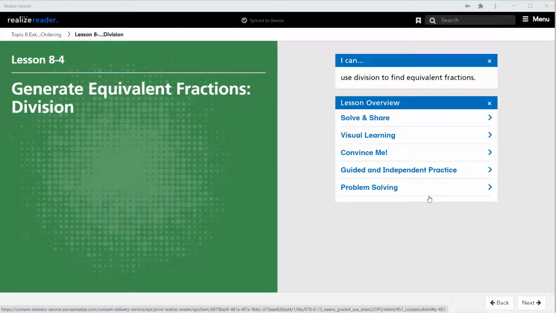So yesterday's lesson was focused on generating equivalent fractions using multiplication. Today's lesson will be focused on generating equivalent fractions using division. Now, this is a little bit trickier.